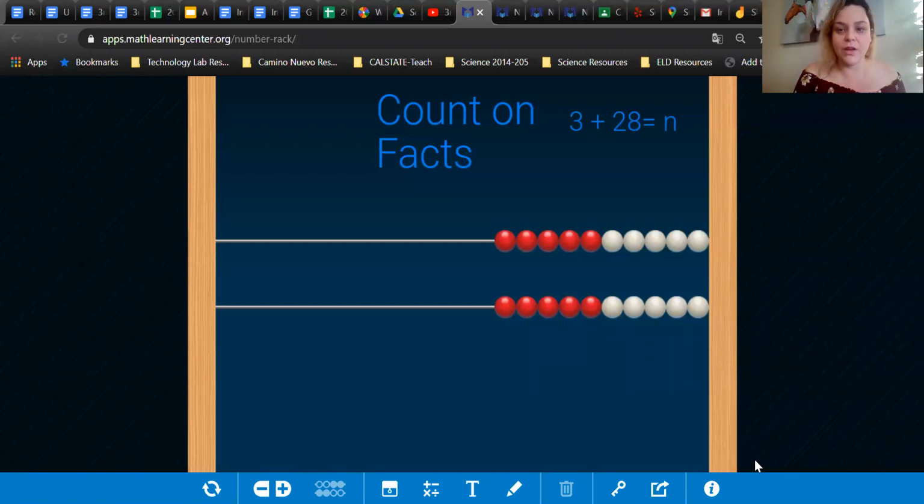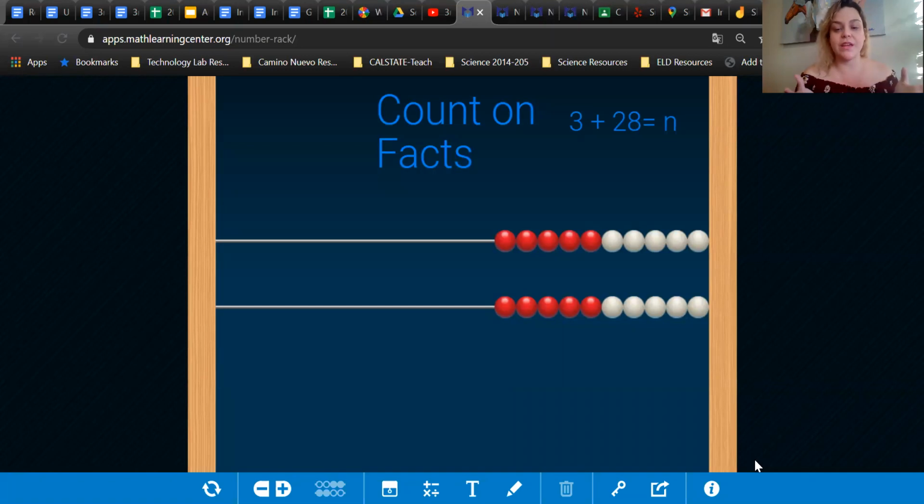We talked about counting on and how counting on can really help you be a little bit more efficient when you're solving. So I have an example. I have 3 plus 28 equals n. My question would be, am I gonna start by adding the 3 to the 28? Am I gonna start by counting from the 3, or am I gonna start from the 28 and add the 3? So I want you to think what's going to be more efficient.